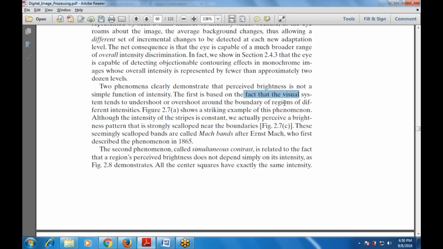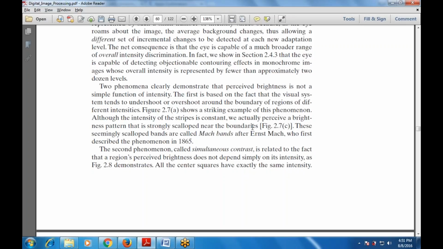So the first is based on the fact that the visual system tends to undershoot or overshoot around the boundary of regions of different intensity. Figure 2.7a shows a striking example of this phenomenon. Although the intensity of the stripes is constant, we actually perceive a brightness pattern that is strongly scalloped near the boundaries. These are called Mach bands after Ernst Mach, who first described the phenomenon in 1865.